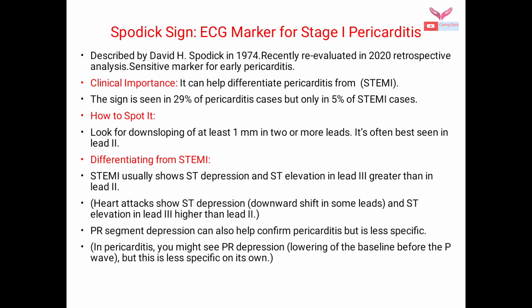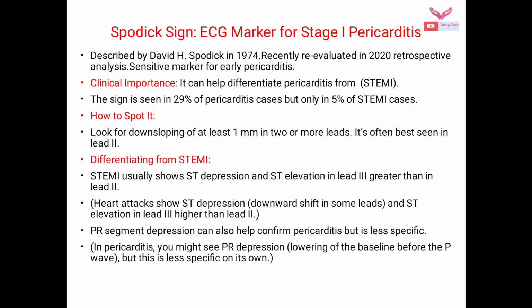It is an ECG marker of stage 1 pericarditis. It was initially described by David H. Spodick in 1974, but recently it was re-evaluated in 2020 in retrospective analysis, and it was found that it is a sensitive marker for early pericarditis.